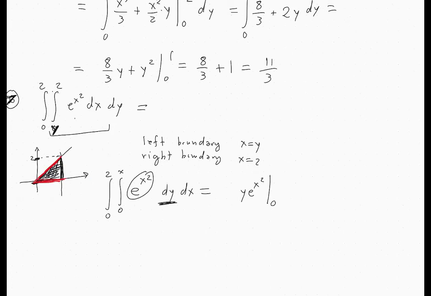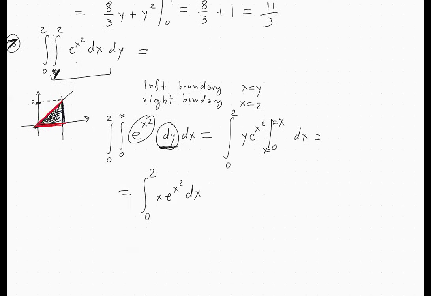So this will give you the integral from 0 to 2 of x e to the x squared. Here, you might want to say that you go from y equals 0 to y equals x. I mean, we know that we did the integration with respect to y, so that's superfluous, but it's a good idea to be as clear as possible. And now this integral is not a problem anymore because we can do a substitution. u is equal to x squared, du is equal to 2x dx, and x dx is equal to 1/2 du.